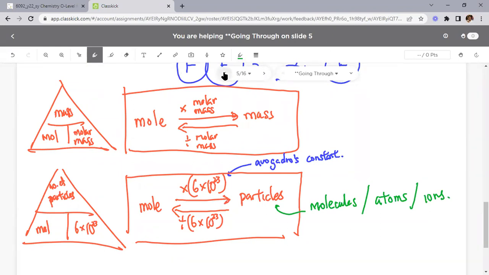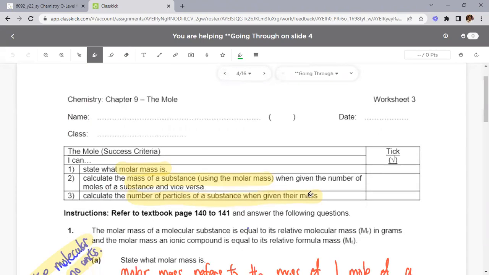So let's go back to the previous page. What we have done in this worksheet, we have covered what molar mass is. We have learned how to calculate the mass of a substance using molar mass when given the number of moles. So we have learned how to interconvert between the mole and the mass using molar mass.